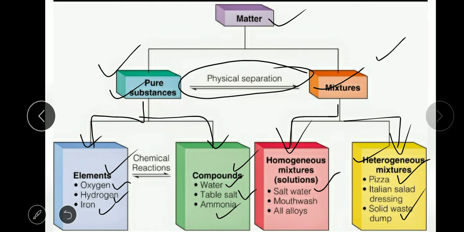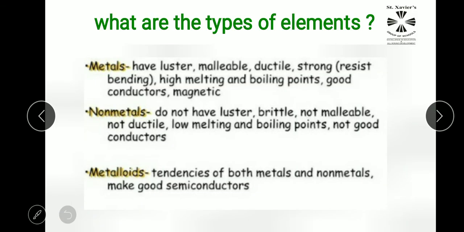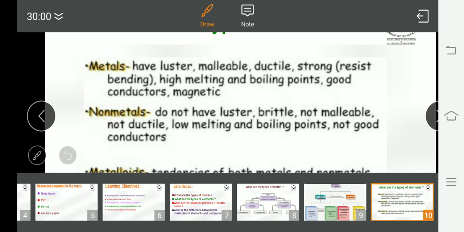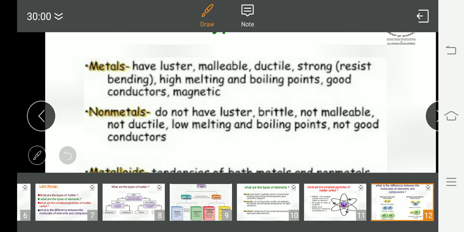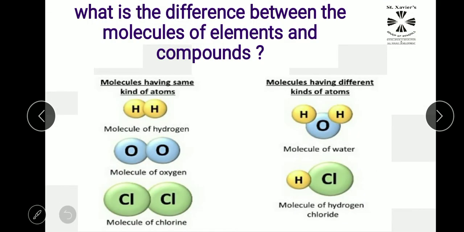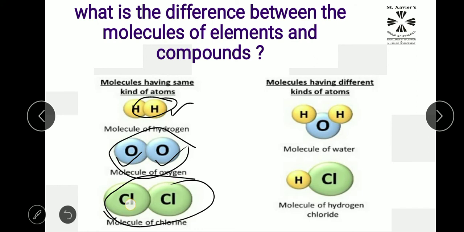To understand elements and compounds in more detail, we can have one example. See here, students, when you will see element hydrogen, we are having both the atoms of hydrogen only. When we are having oxygen element, we are having both the atoms of oxygen only. When we are having chlorine, both the atoms are of chlorine only. So here in this, all the atoms are same.